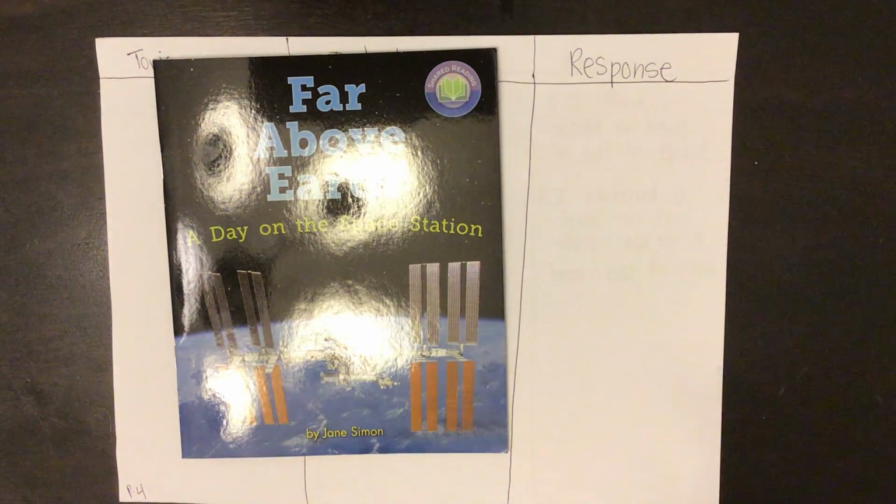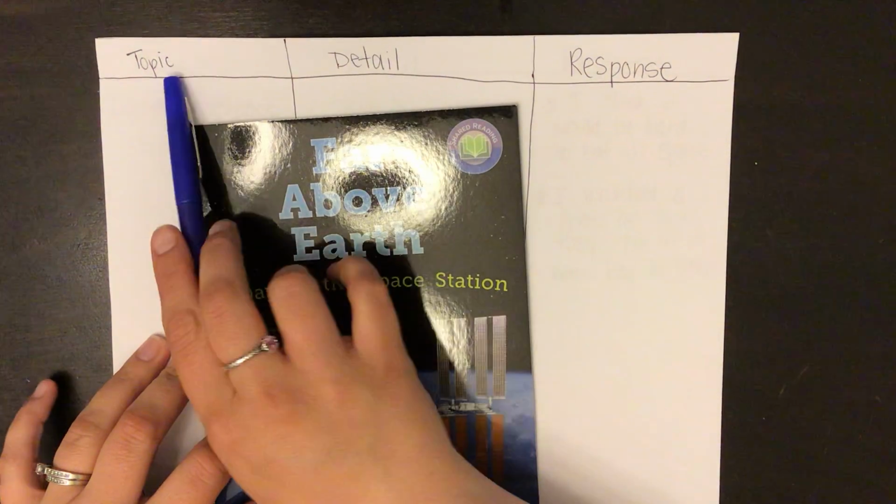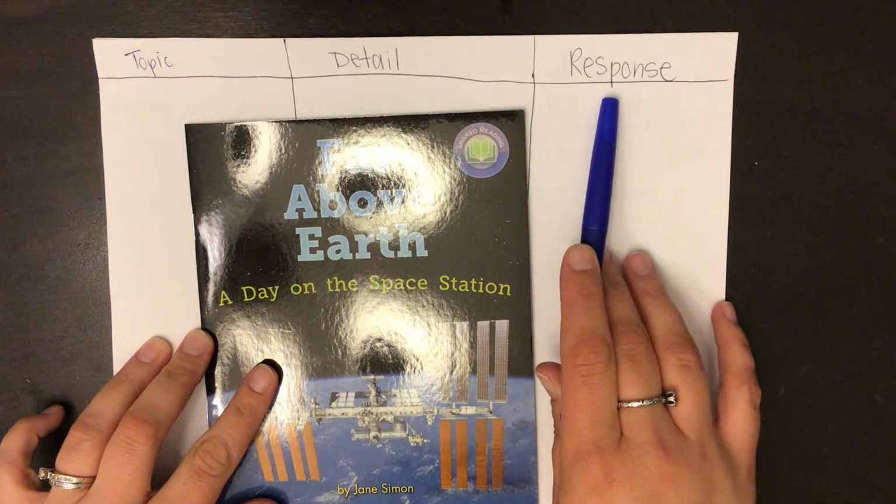All right, boys and girls, we are going to start our unit on main idea. We're kind of in review mode. So we have a book here called Far Above Earth, and I want to show us a different strategy on how to find the main idea. But we're really going to be calling it the topic, details, and then response.